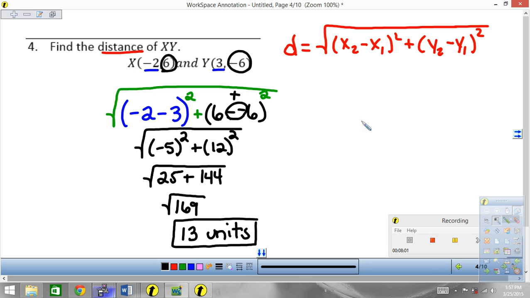This is one method of doing this. You could also do Pythagorean's theorem if you wanted to, and you would get the same answer of 13 units if you used graph paper.